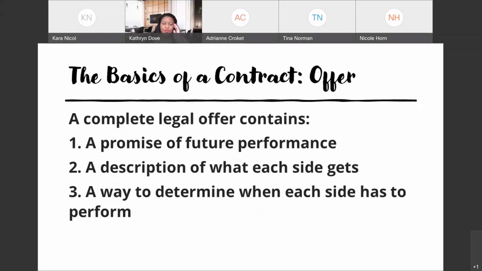Okay, so let's get specific. The basics of a contract, the offer. A complete offer contains a promise of future performance. I promise to pay you $20 if you promise to mow my lawn. A description of the terms, what each side gets, and a way to determine when each side has to perform.